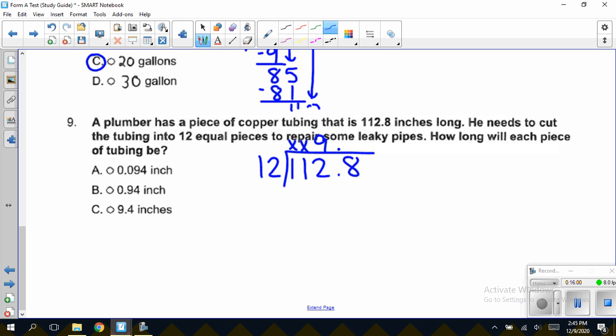So now 12 times 9 is 108. Subtract, and that leaves me with 4. Bring down the 8. And now 12 goes into 48 4 times, which does give me my 48. So I do not have a remainder. So my final answer is 9 4/10, which for this one is choice C.